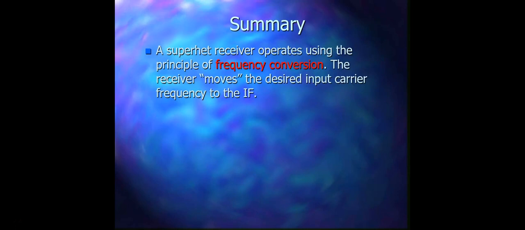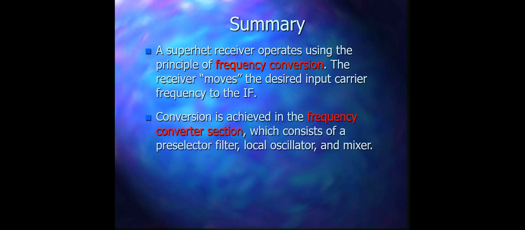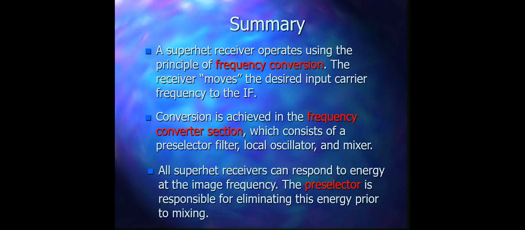Now we are going to see the summary. It says a superheterodyne receiver operates using the principle of frequency conversion. The receiver moves the desired input carrier frequency to the intermediate frequency, or the constant frequency, we can say. Conversion is achieved in the frequency converter section, which consists of a preselector filter, local oscillator, and a mixer. All superheterodyne receivers can respond to energy at the image frequency. The preselector is responsible for eliminating this energy prior to mixing.